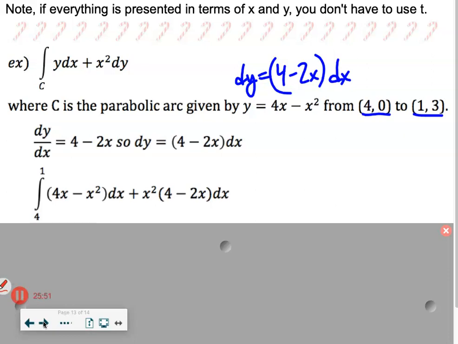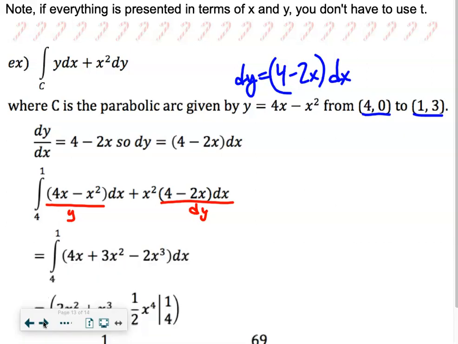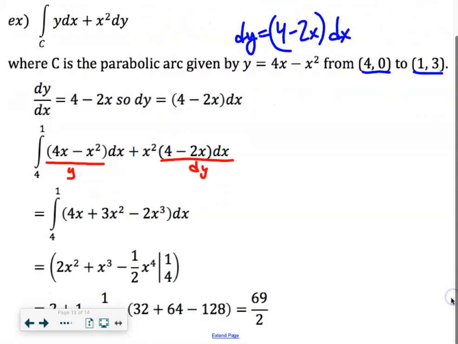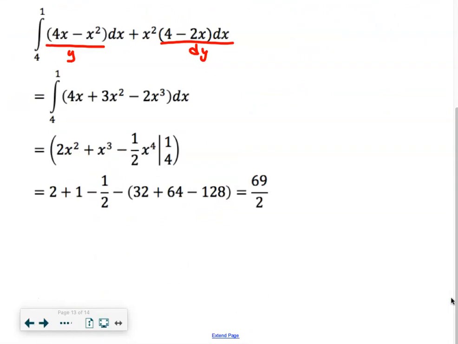Do you all understand how we replaced the y and how we replaced the dy? Everyone comfortable? Okay. Do you want to do this one? It's really easy. I know you can do it. You just combine like terms, you get a polynomial, life is easy, and the answer is 69 halves.